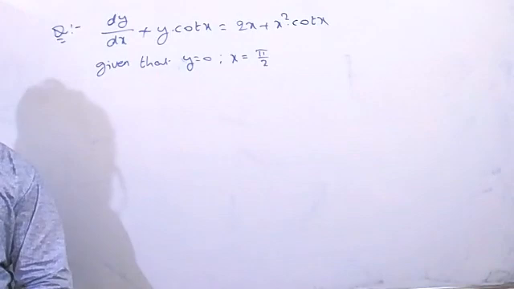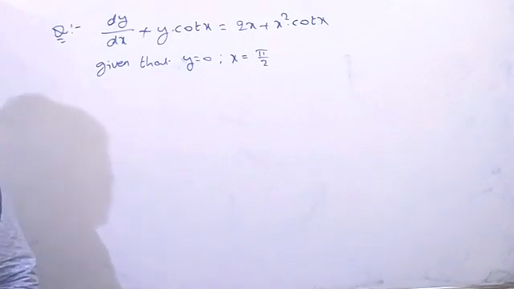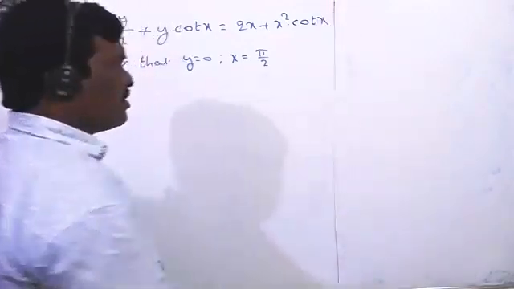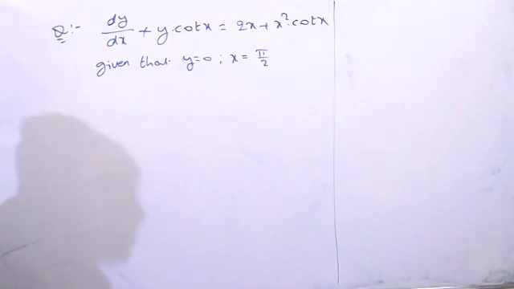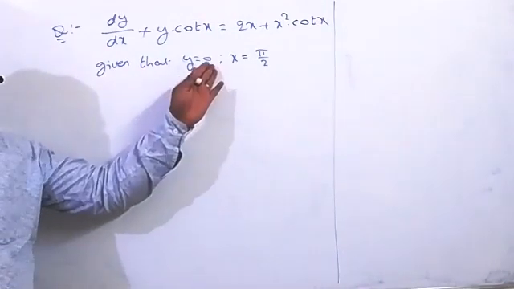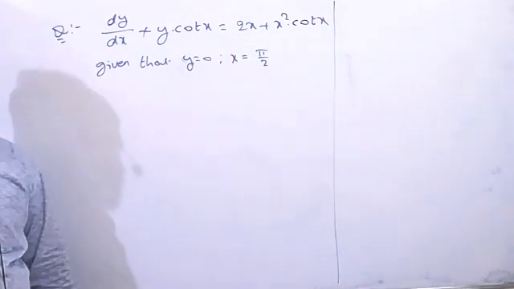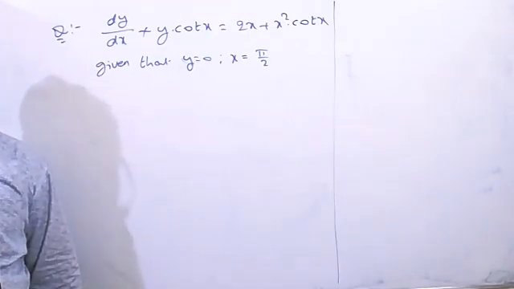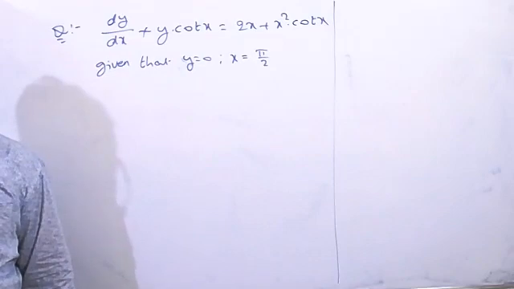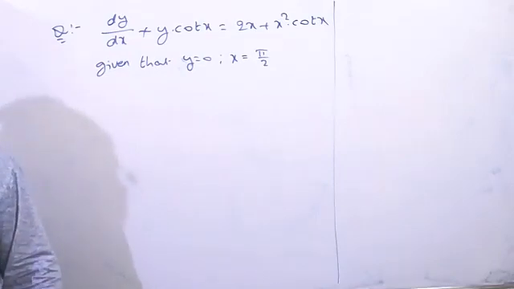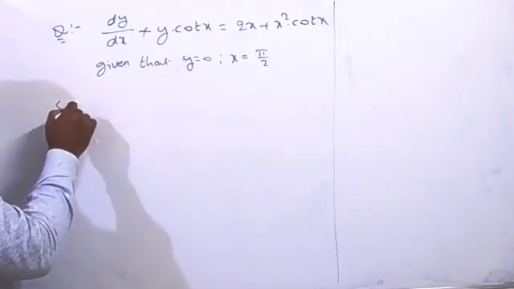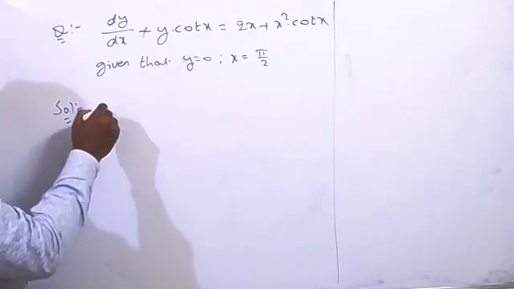same procedure as done previously. Already you know the procedure. So first you find the general solution. Later, in place of x and y, you substitute pi by 2 and 0. Now you will get the value of c. Then substitute the c value again in the general solution. That is what we call the particular solution of the given differential equation. All of you can start, try yourself.